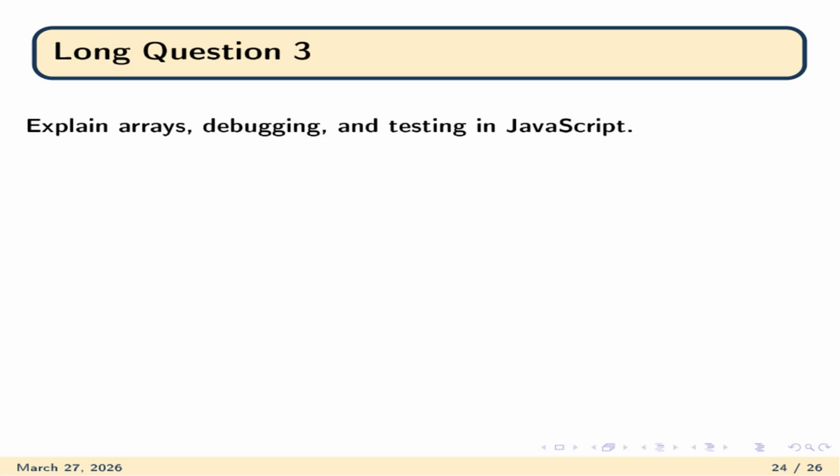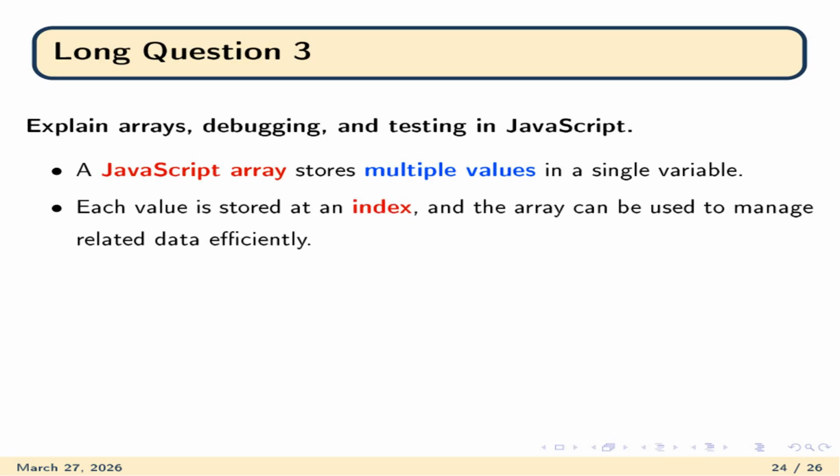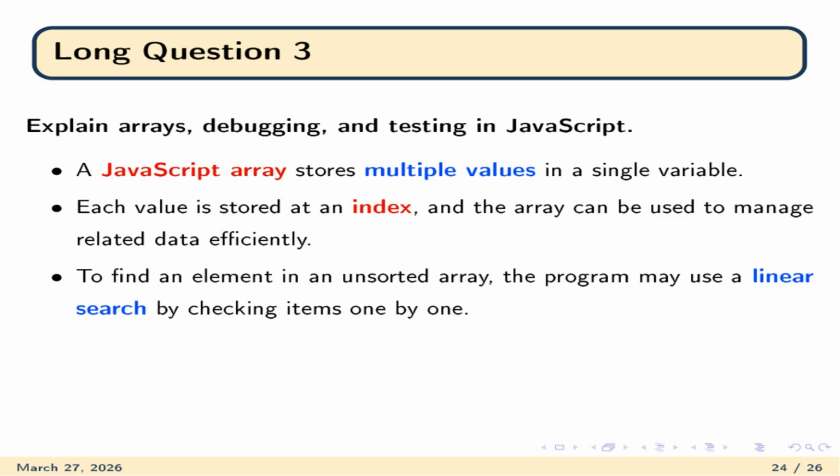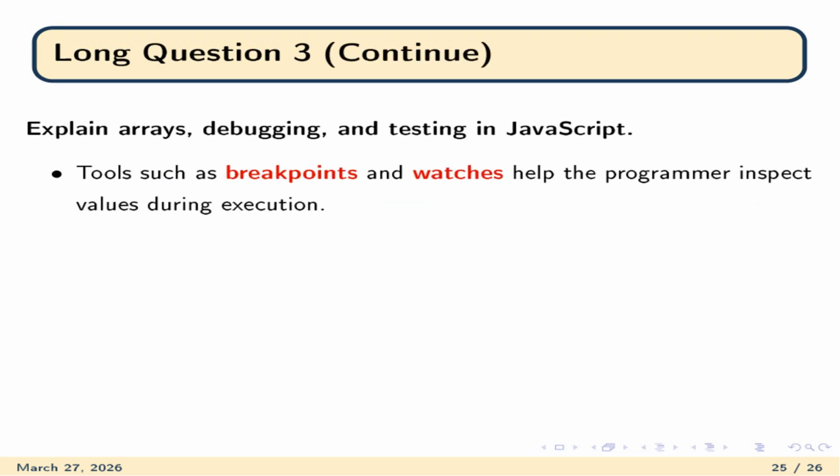Question number 3, explain arrays, debugging, and testing in JavaScript. A JavaScript array stores multiple values in a single variable. Each value is stored at an index, and the array can be used to manage related data efficiently. To find an element in an unsorted array, the program may use a linear search by checking items one by one. Debugging is used to locate and fix errors in the program.